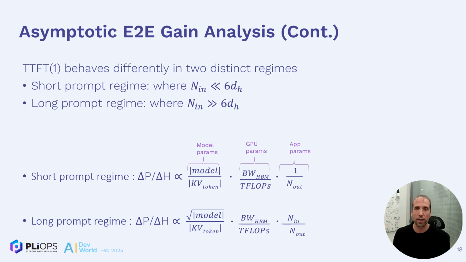One factor depends on the model parameters or model architecture. The second one depends on the GPU characteristics. And the third one depends on the application behavior. So I'll let you work on those for a moment.